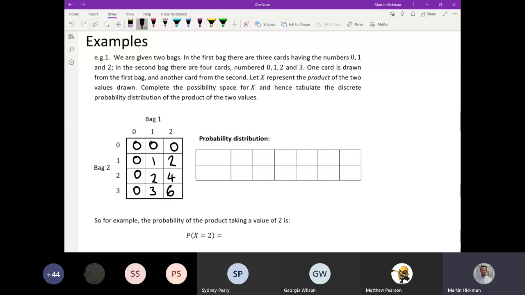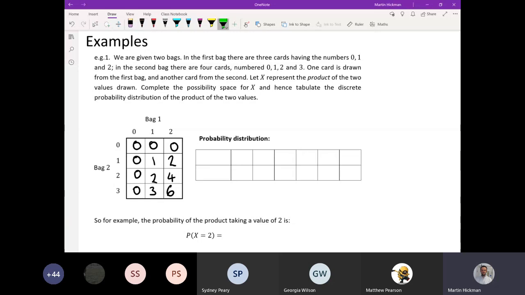So to begin with, we've got 2 bags. In the first bag, there's 3 cards with the numbers 0, 1, and 2. In the second bag, you've got the numbers 0, 1, 2, and 3. You draw 1 card from the first bag and then draw another card from the second bag, and X is going to represent the product of the 2 values that are drawn. So we're going to complete the possibility space for x, so our sample space here. Now I've already done that, and hence tabulate the discrete probability distribution of the product of the two values.